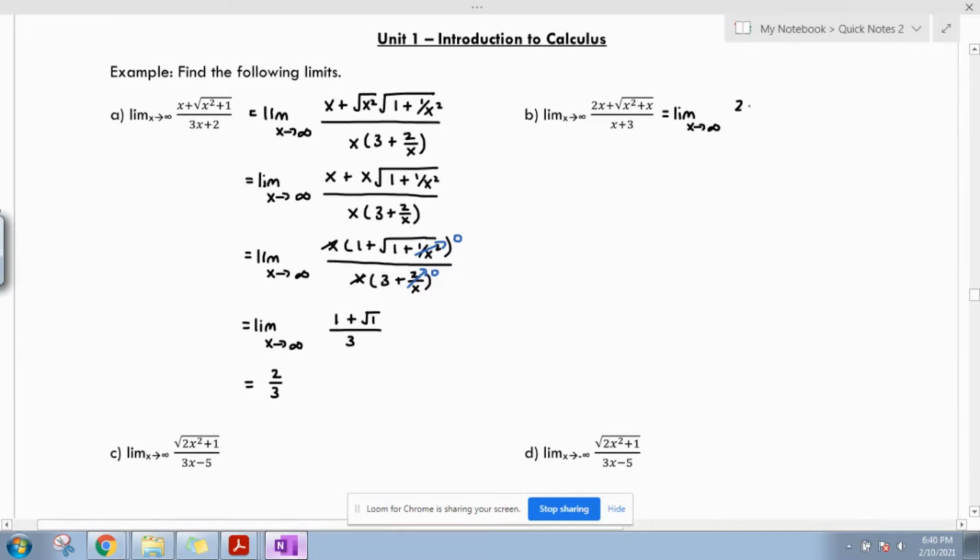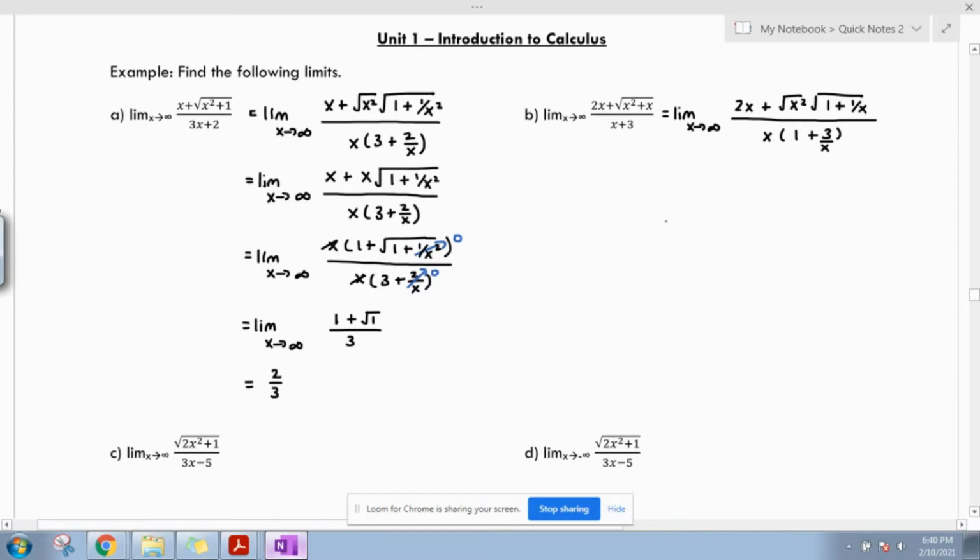So I'm going to have 2x plus the square root of x squared times, and then this is going to leave me with 1 plus 1 over x. And then all over, in my denominator, the highest exponent for x is just x. So I'm going to do x, and then I'm going to be left with 1 plus 3 over x.